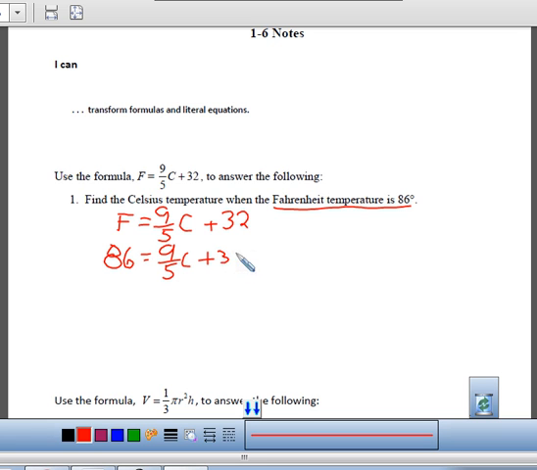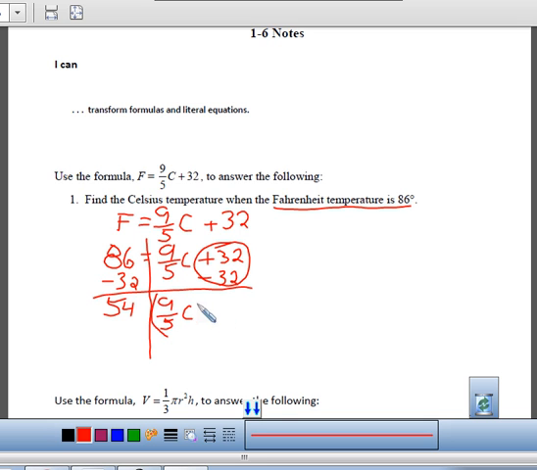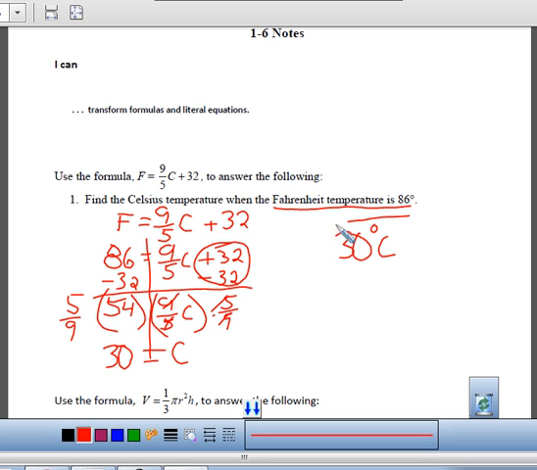So to solve for C, my first step would be to subtract 32 from both sides. And this zeroes out, and I get 54 over here. Now, to get rid of the 9/5, you could divide both sides by 9/5, but dividing by 9/5 is the same as multiplying by 5/9. And when you multiply both sides by 5/9, over here they cancel out and you're left with C. You got the variable all by itself. On the other side you get 30. So the answer for this is when the temperature is 86 degrees Fahrenheit, it's 30 degrees Celsius.